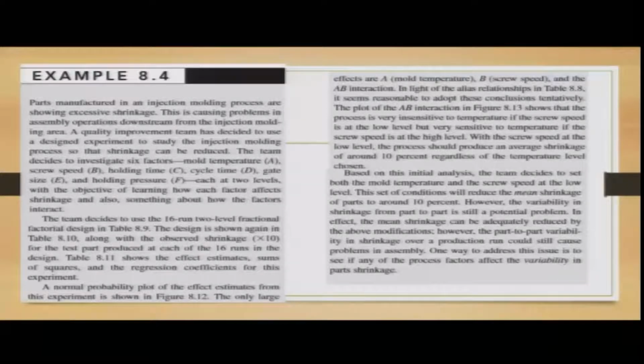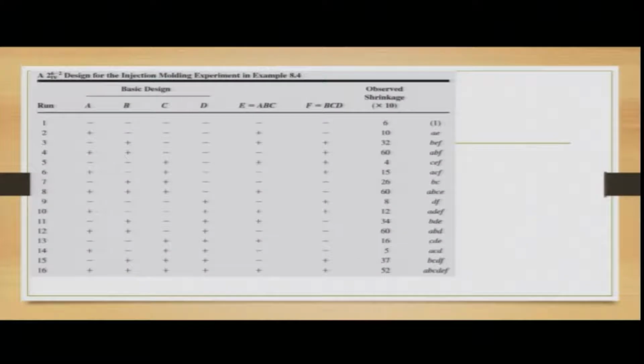However, the variability in the shrinkage from part to part is still a potential problem. We will see that later on. So, I am just reading the problem and then will come to the analysis of the data using the charts, as we have been doing for all the examples. In effect, the mean shrinkage can be adequately reduced by the above modifications. However, the part-to-part variability in shrinkage over a production run could still cause problems in the assembly line. One way to address this issue is to see if any of the process factors affect the variability of the part shrinkages. So, let us go to the tables.